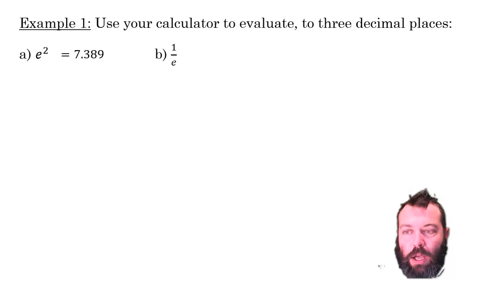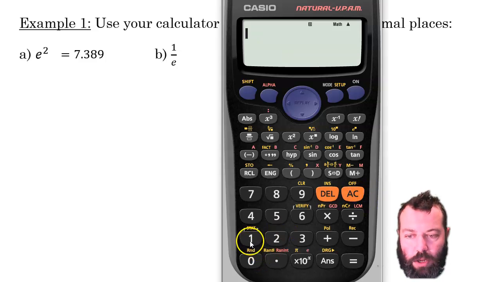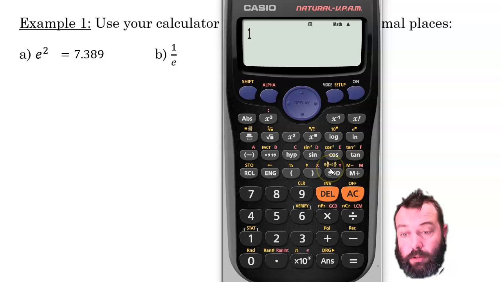Next one up, 1 over e. Let's do that in the calculator. Calculator again. I want to go 1 over. I can use the fraction button if I like, or divided by. Remember alpha here, 1 over e. About 1 over 2.7 should be about 0.368. 3 decimal places, 0.368.